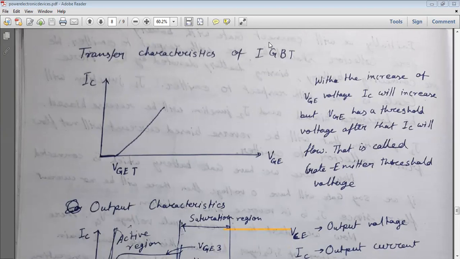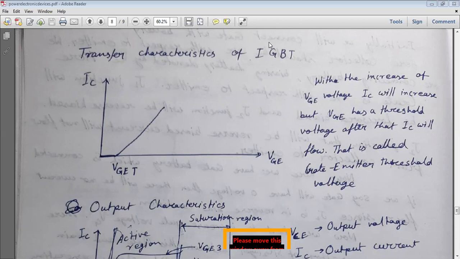Now the threshold voltage after which the IC will increase is the gate emitter threshold voltage. Why does this threshold voltage come? Because initially the insertion of charge was not there. For inserting charge, you need a certain amount of voltage with which the capacitor can be charged and the charge will be inserted into the P layer. So that much voltage will be needed to initiate the collector current.